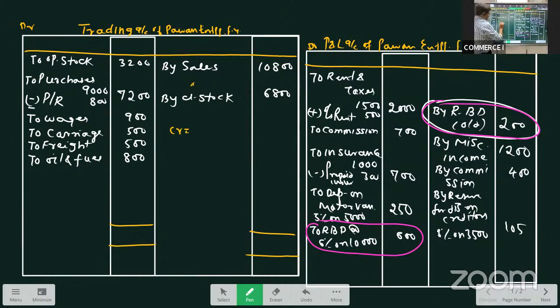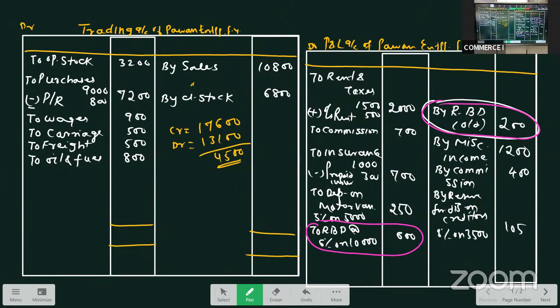Trading credit side total is 17,600 and debit side is 13,100. See what the profit is. The profit we are getting is 4,500. 17,600 minus 13,100: 6 minus 1 is 5, 7 minus 1 is 6, so 4,500.